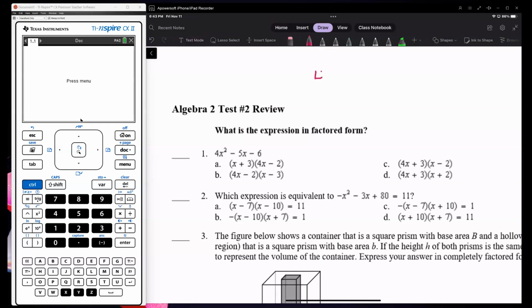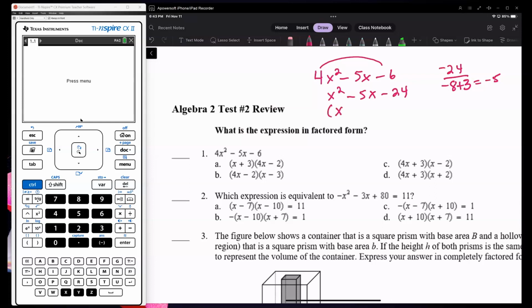So you have 4x squared minus 5x minus 6. To factor this, you have 4 times negative 6, which is negative 24. You're going to rewrite it as x squared minus 5x minus 24. Find the factors of negative 24 that add up to give you negative 5. So you have negative 8 times 3, or negative 8 plus 3 gives you negative 5.